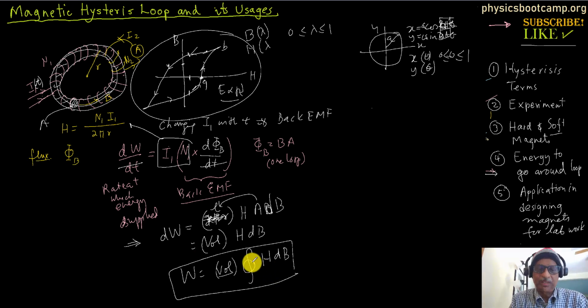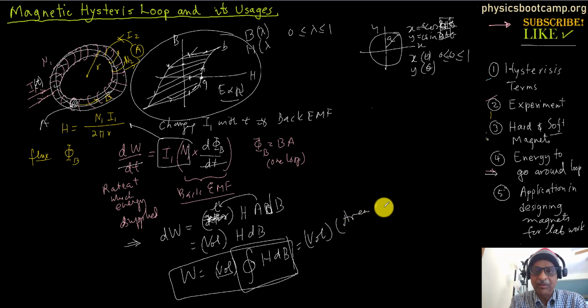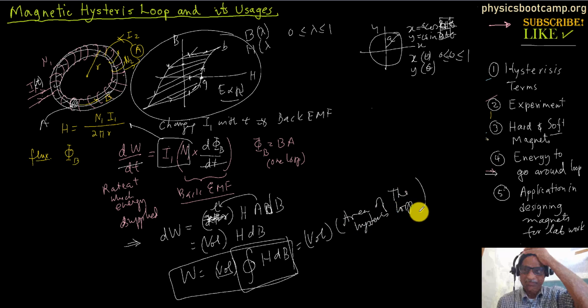What is this answer? Well, this stuff is the area that's in there in that loop. So this is like a volume times the area of the hysteresis loop. Okay, that's pretty good. So that's how you can compute the energy that you need to actually do this experiment, and you go around the loop. Okay, let's do an application of these ideas.